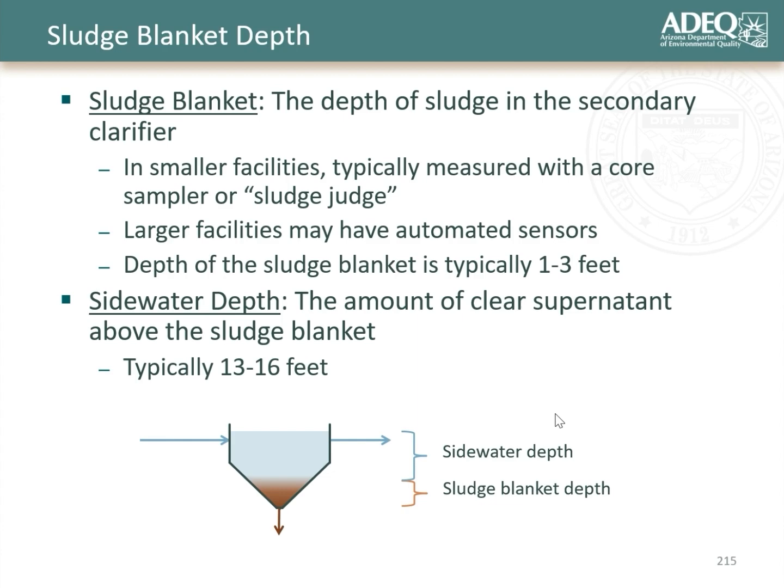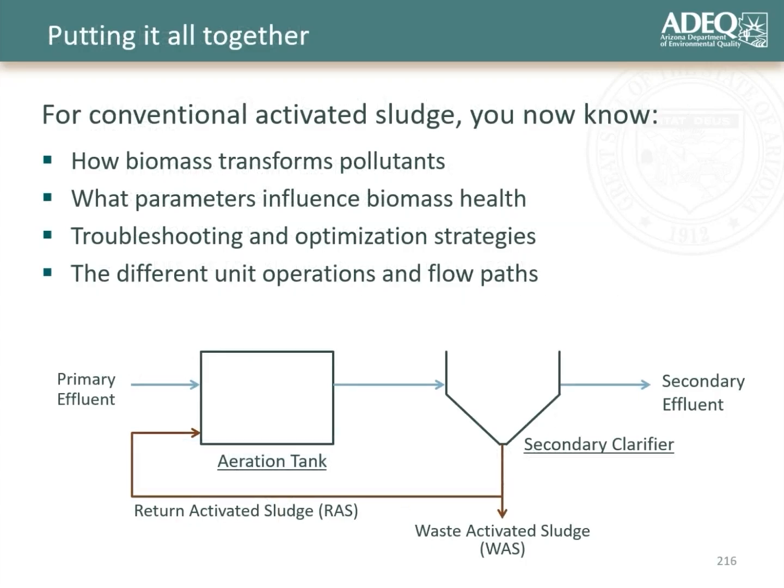And then lose biomass, then also exceed your TSS effluent limit. So pulling it all together, for conventional activated sludge systems, you need to know how the biomass transforms pollutants, what parameters influence the biomass health, troubleshooting and optimization strategies, and the different unit operations and flow paths for these systems.